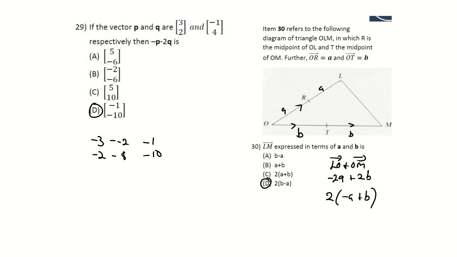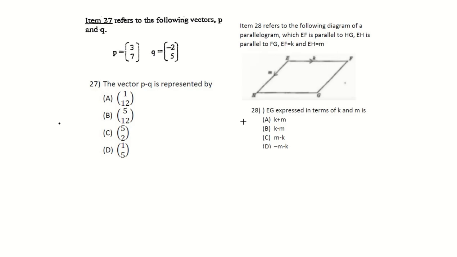Now we're looking at January 2020 paper, paper 1 section 9, which is vectors and matrices, number 27 to 30. P minus Q, we did this question. 7 minus 5 is 2, so it's C. But we could check it. 3 minus minus 2 is 3 plus 2, which is 5, and 7 minus 5 is 2, so it's C.